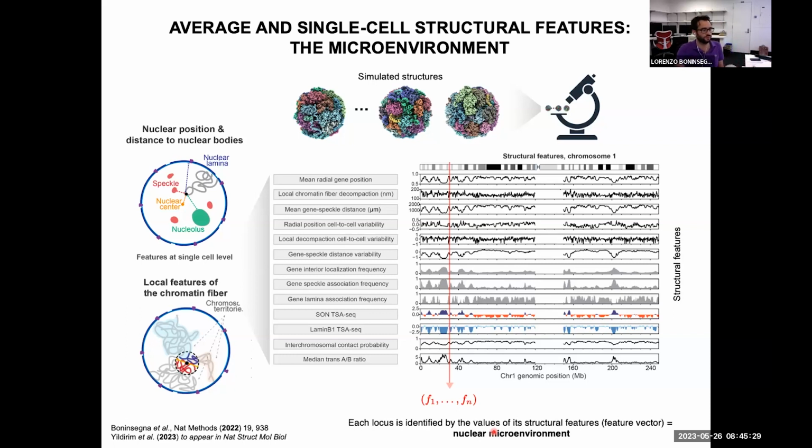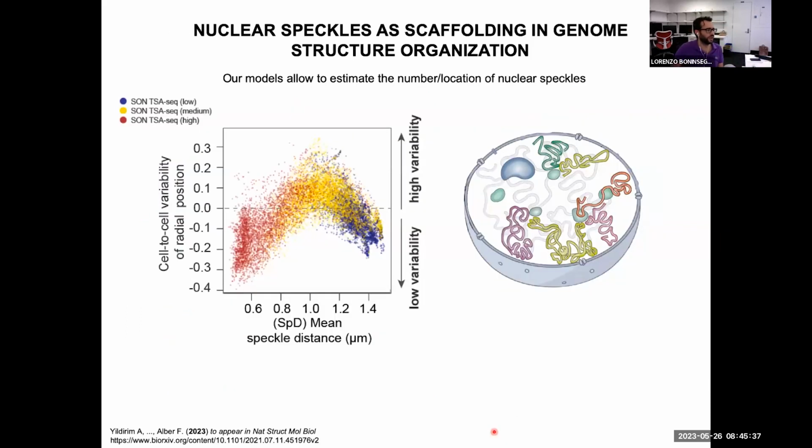And now I would like to convince you that some of the features in this microenvironment can really be helpful. This is a result from a paper which is about to appear. We computed for all the single cells in the populations, and for all the loci, the cell-to-cell variability of the radial position, but also the mean speckle distance. This was done for the GM structure, and so we have a joint distribution of these two features across the population for all the loci, and this is what I'm showing here.